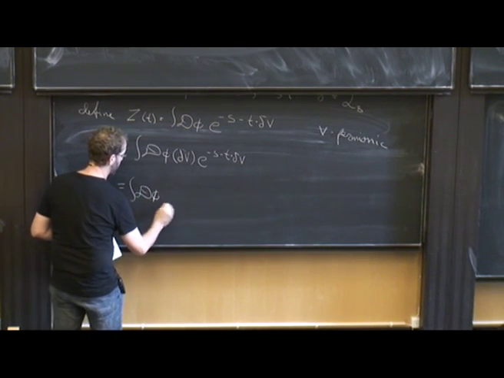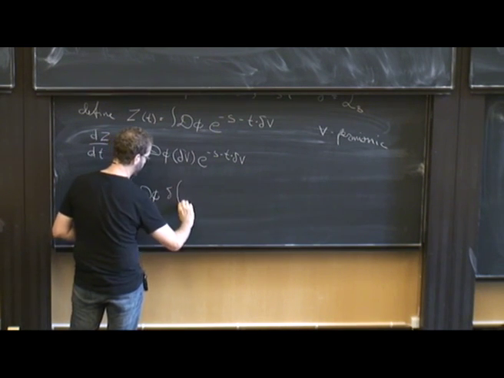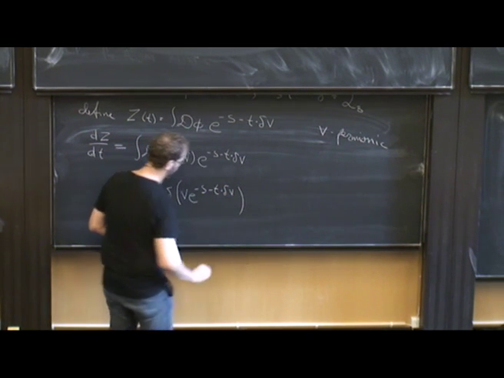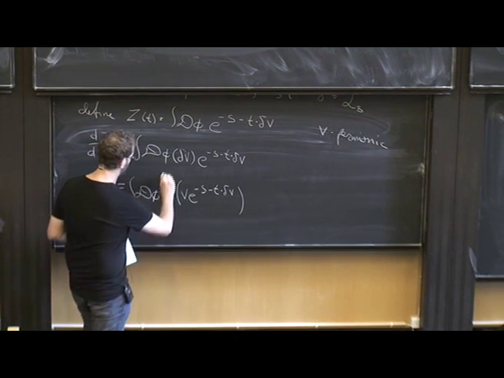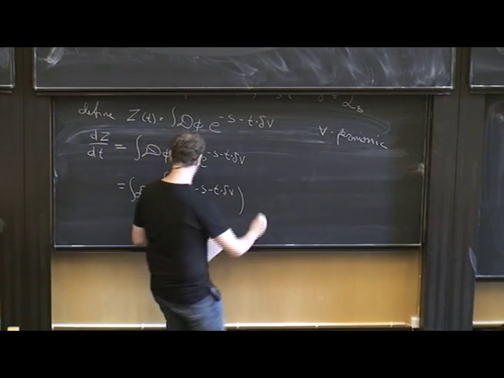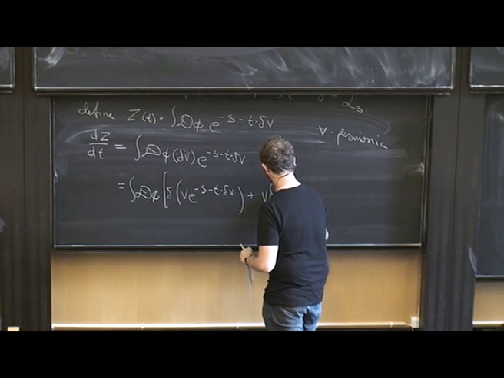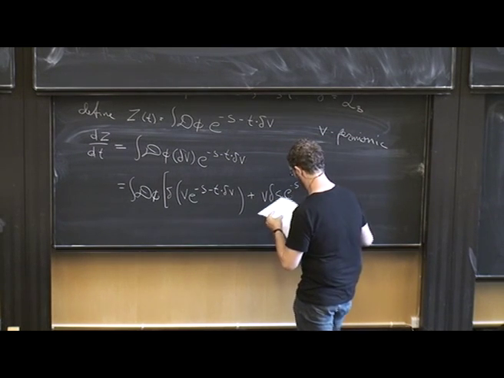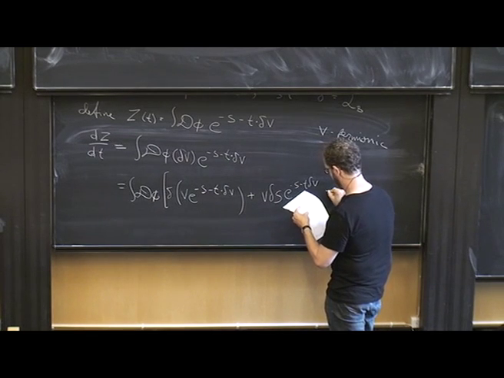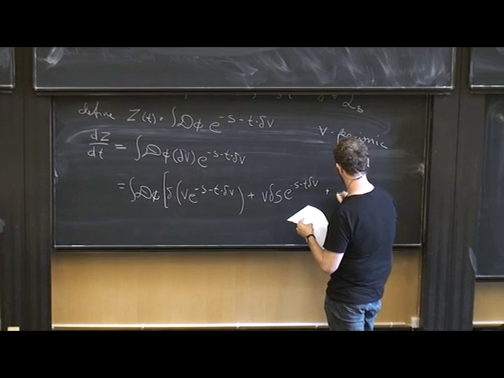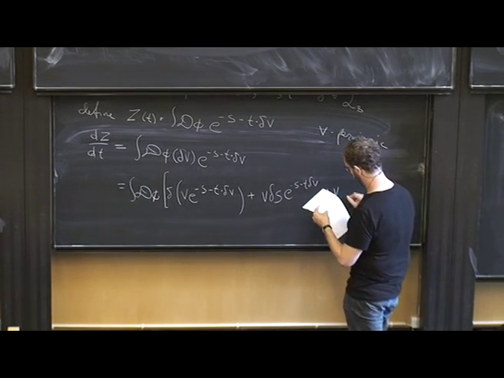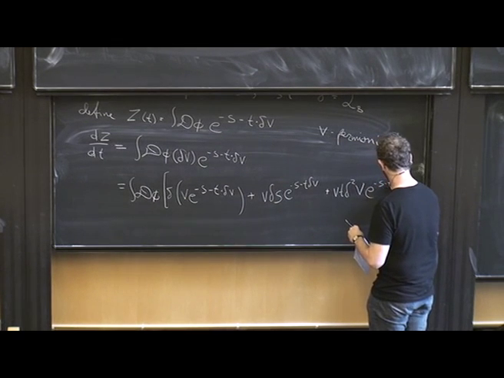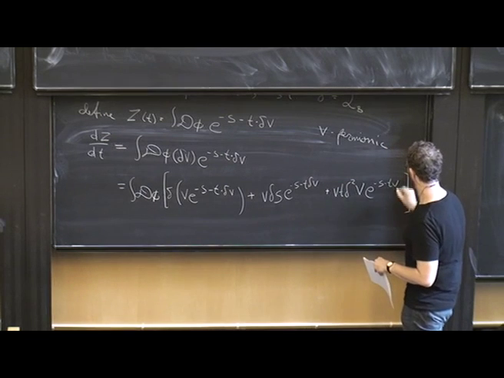So this is equal, now I have delta, I can write it as delta of V e to the minus S minus t delta V, and then I need to correct the things that I missed, plus V delta S e to the minus S minus t delta V, plus V t delta squared V e to the minus S minus t delta V.